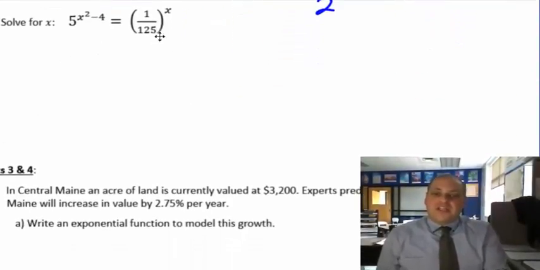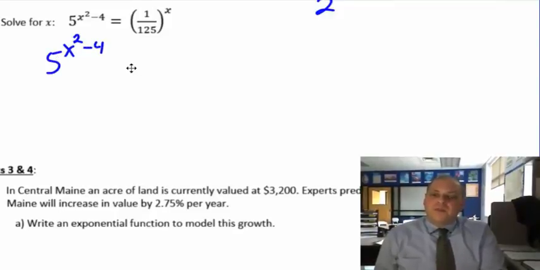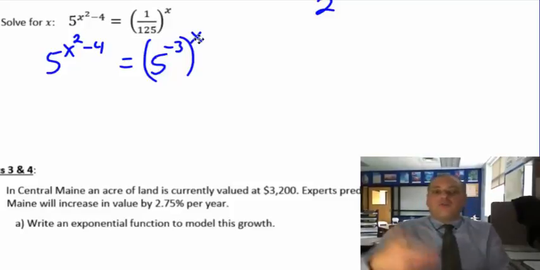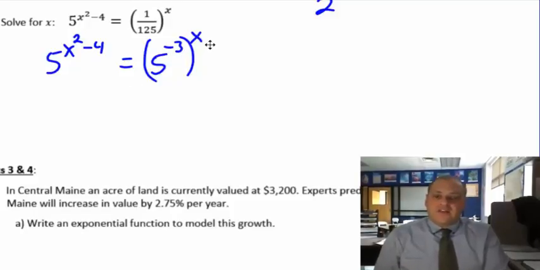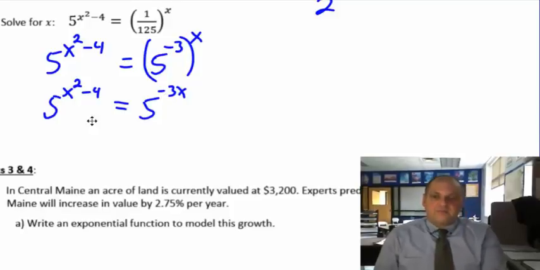An exponential equation, get the common base. Here I have 5 to the x squared minus 4 power. This is going to be 5 to the negative 3. 1 over 125 is 5 to the negative 3. We have to know that. 1 over is negative, and then 5 to the third is 125. Okay, so 5 to the negative 3 is x. You could guess and check with your calculator if you can't get it. All right, so this is going to be 5 to the x squared minus 4 equals 5 to the negative 3x. Now I have my common base.